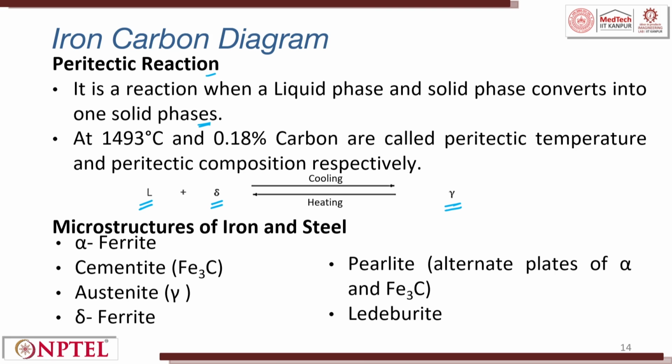The microstructures generally formed in the iron and steel diagram are alpha ferrite, cementite Fe3C, austenite which is nothing but gamma, and delta ferrite. You also have pearlite, which has alternating alpha and Fe3C and is called pearlitic structure, and you also have ledeburite. These are some of the microstructures formed. Now you can understand that if I want to change the output, I can change the composition I add and the respective temperatures.